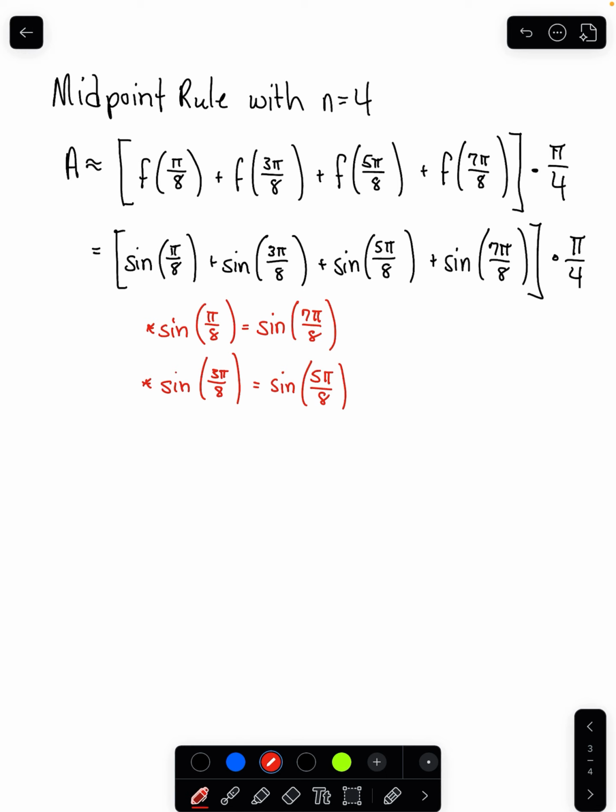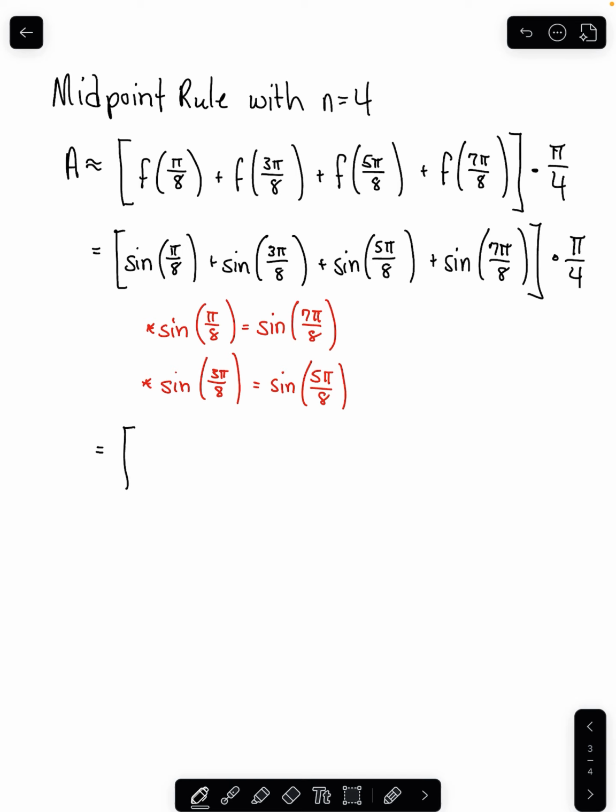So what we could do is, instead of having to type in 4 of these things, combine the sine of pi over 8 with the sine of 7 pi over 8 and write that as 2 times the sine of pi over 8. Likewise, we can combine the sine of 3 pi over 8 with the sine of 5 pi over 8, since they are the same value, and call it 2 times the sine of 3 pi over 8. And this would give us a simpler expression to put in the calculator.